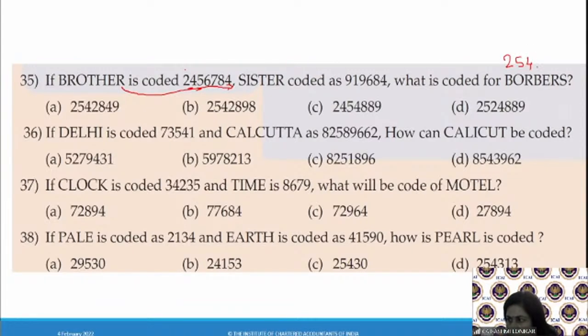Okay, so for R it is 4. Again I have B. B I know is 2. Then E. I have E over here. For E it is 8. R it is again 4 and S it is sister. So S this is 9. So 2542. So you should just be careful even while selecting.